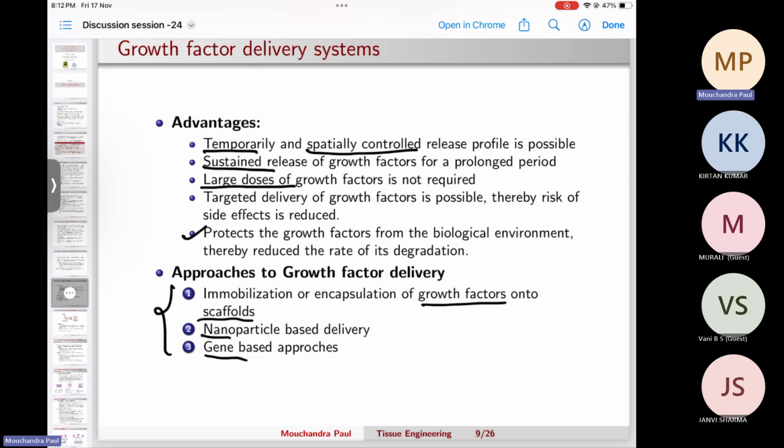Where? Which point? The first point, ma'am: temporally and spatially controlled. Spatially means within the space, like in the body, at different organ sites. That is what is meant. So we can actually control at what organ location the growth factor is released, and also at what time point.